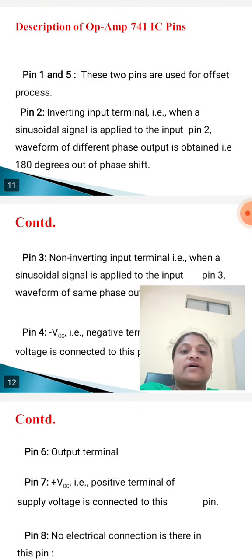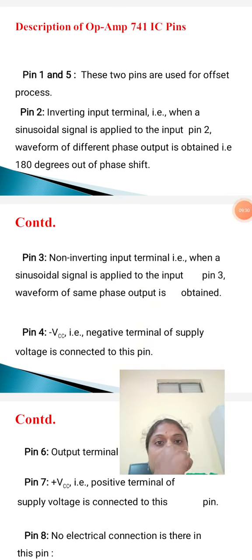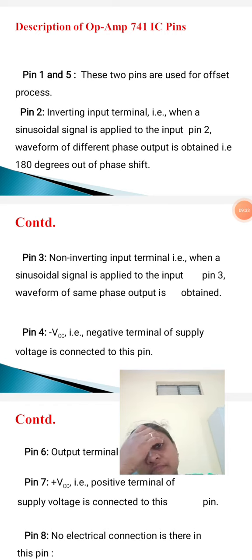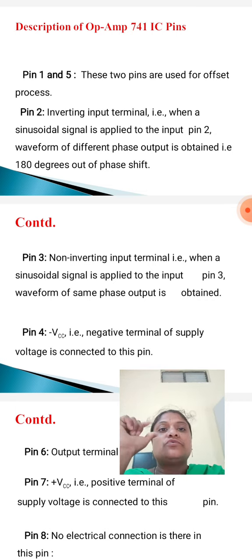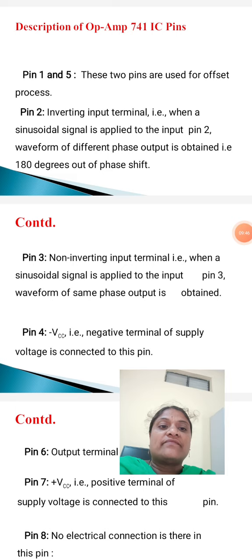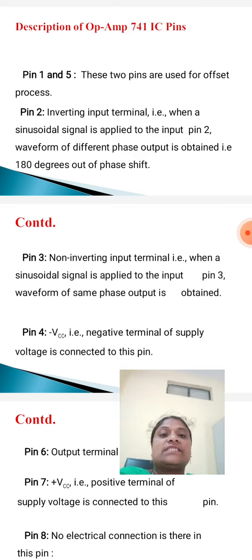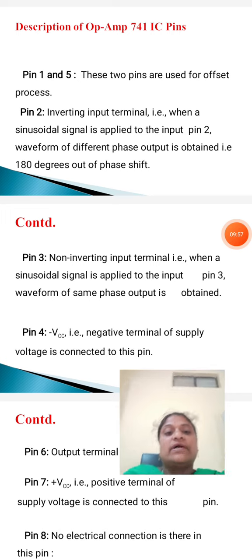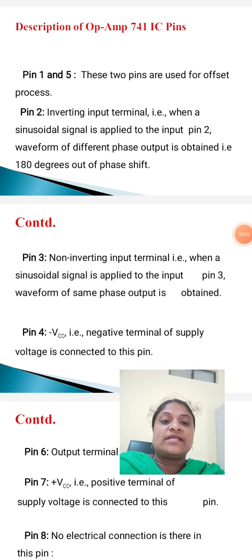First of all, pin 1 and pin 5. Both pins are used for offset null. These two pins are used for the offset process. What about pin 2? Pin 2 is connected to the inverting input terminal of operational amplifier IC741.